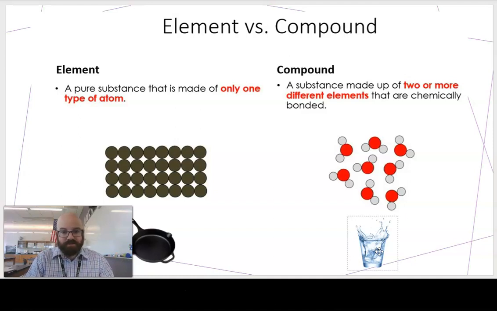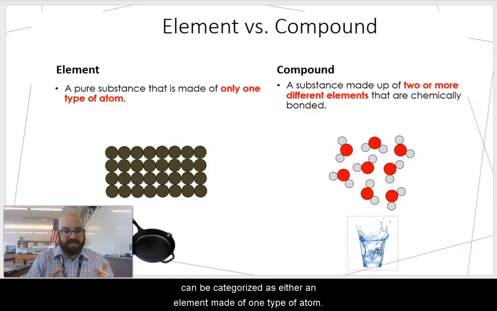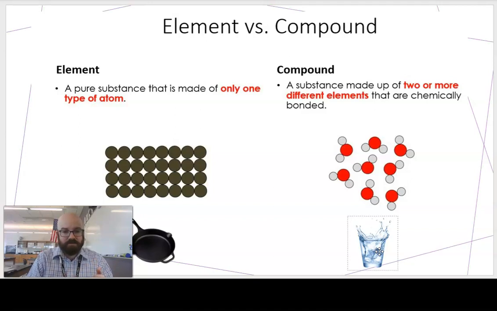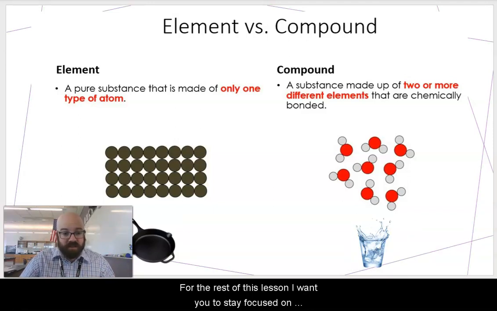All of our matter can be categorized as either an element made of one type of atom, a compound made of two or more different types of elements, or a mixture, which we'll get into later in this unit. For the rest of this lesson, I want you to stay focused on what makes something an element and what makes something a compound, and how are they different.